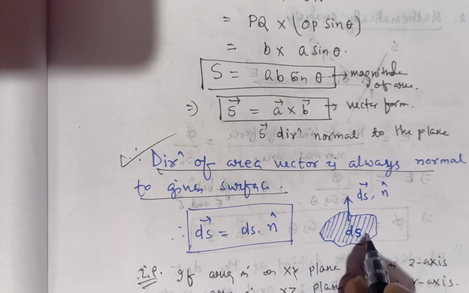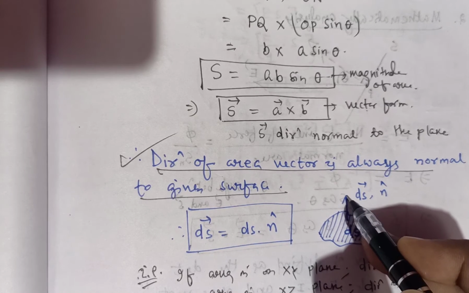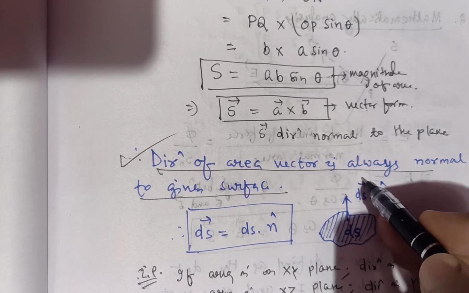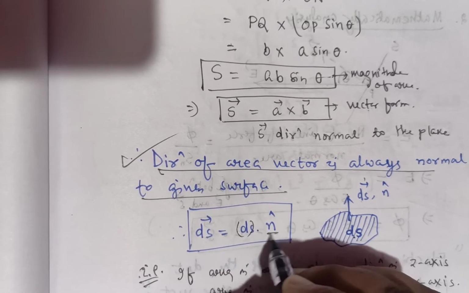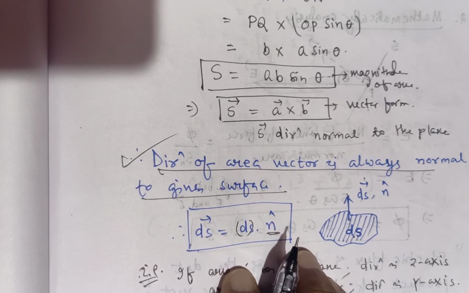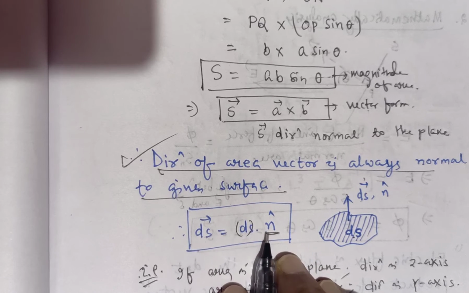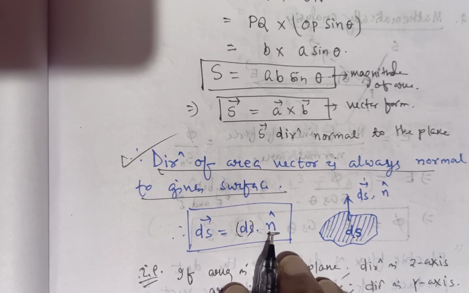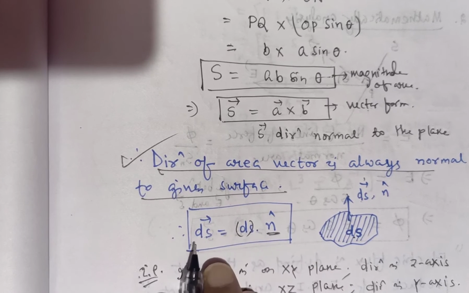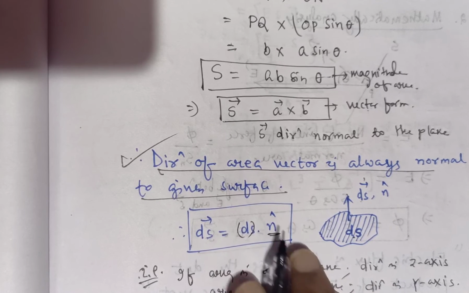If the shaded portion represents a surface area, a small surface area dS, then its vector representation will be vertically upward, dS vector. How can you represent this dS vector? This is the magnitude part and this is the unit vector, dS into n cap. Sometimes you may ask, sir, why is this letter n written here? This letter n is written for the convenience of our students. Why? N means normal. That means instantly a student can recall that the area vector direction is normal to the given surface. That's why the n cap letter is written here.